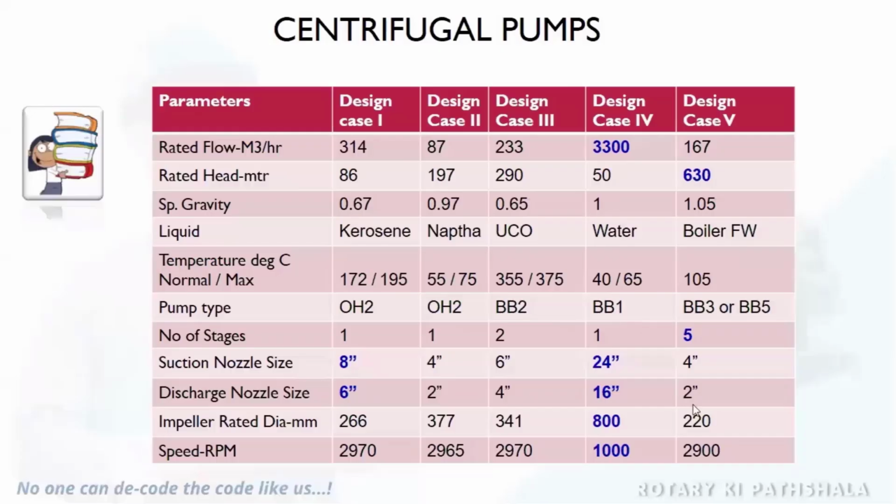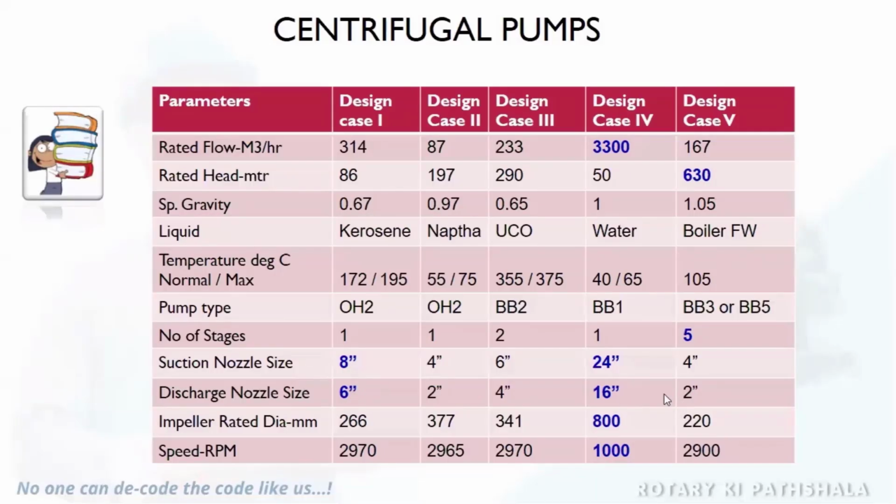Now, if you see here, what is the effect on the nozzle size with respect to design case 1? For 314, it was 8 inch. Now, for 3300 meter cube per hour, the nozzle size has significantly increased, which is almost 3 times of this size. Here also, the discharge nozzle, instead of 6, is 16 inch.